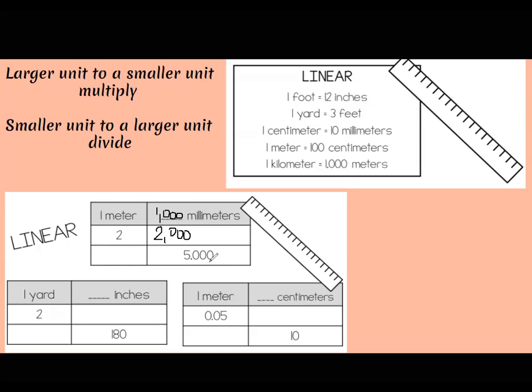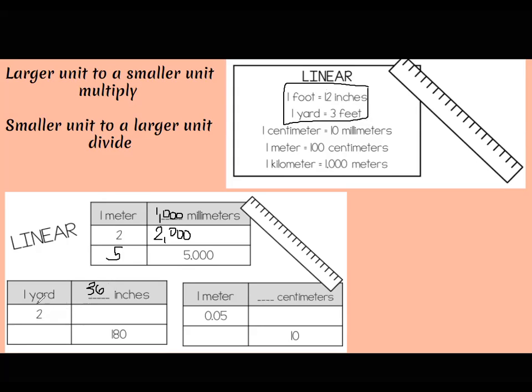So what would 5,000 millimeters be? If we're going from millimeters, which are smaller, to meters that are larger, we could divide. And if we divide by 1,000, 5,000 divided by 1,000 would be 5. All right. 1 yard is equal to how many inches? Well, if we look up here in our chart, we see that 1 yard is equal to 3 feet, and 1 foot is equal to 12 inches. So 12 times 3 would be, that's right, 36 inches. So 1 yard is the same thing as 36 inches.